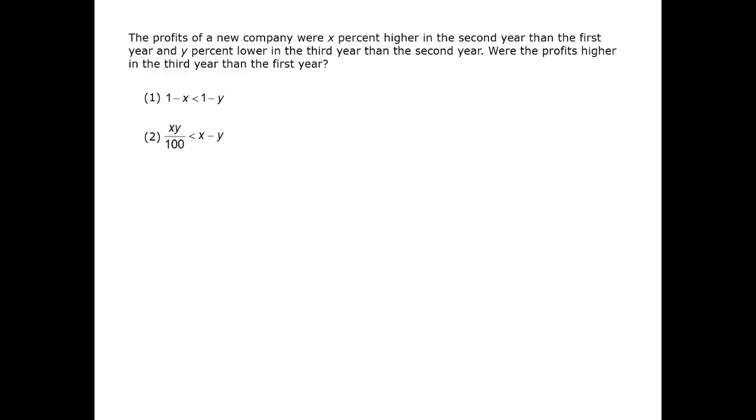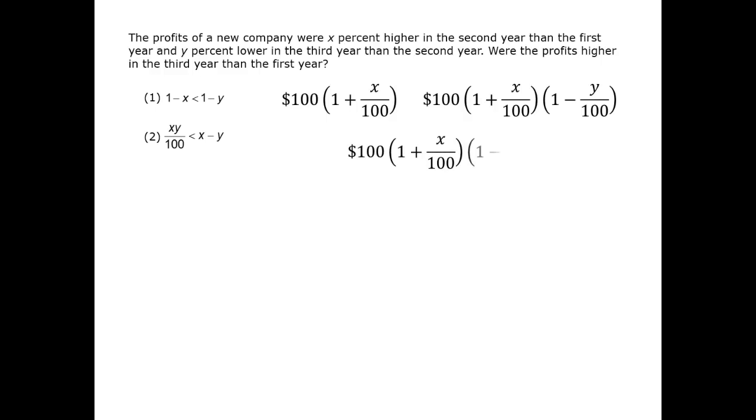In this question, we can imagine that the profits were $100 in the first year. That would mean we can write the profits for the second year as the following, and the third as this expression. We want to know whether the profits were higher in the third year than the first year, namely whether this inequality is true. We can simplify by dividing both sides by 100, getting the following inequality.